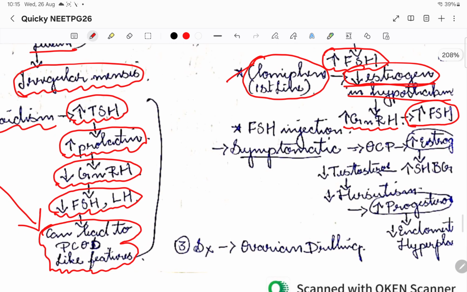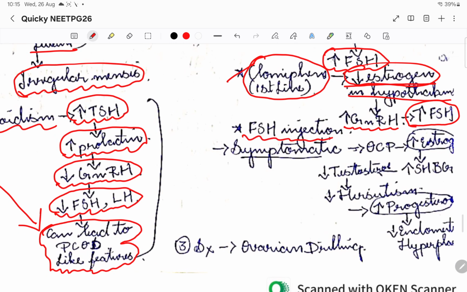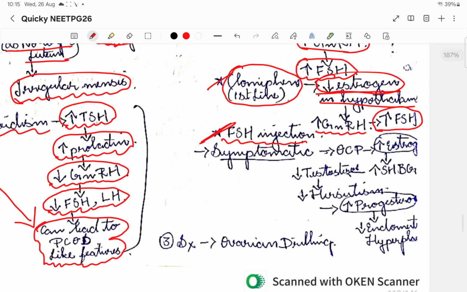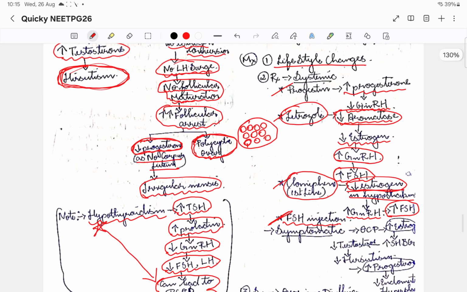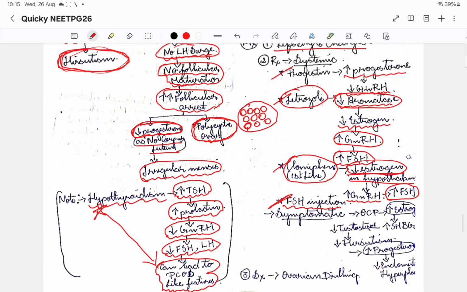Then coming to FSH, injections also can be given. FSH is what is low, which causes the immature follicles to be there. So if we give FSH artificially, it can mature the follicles, right? And also all the symptoms might be reduced. So this is the management approach medically.